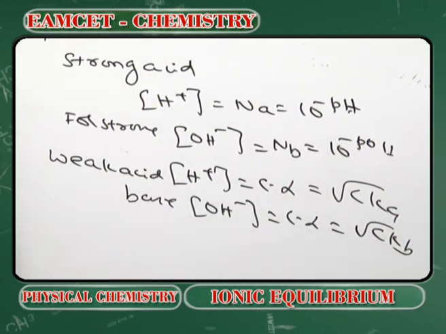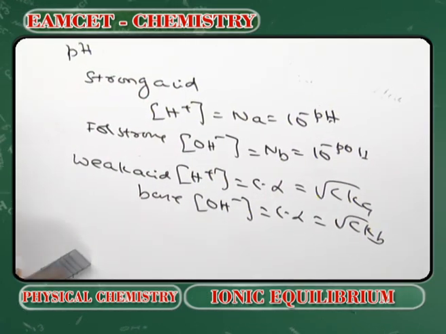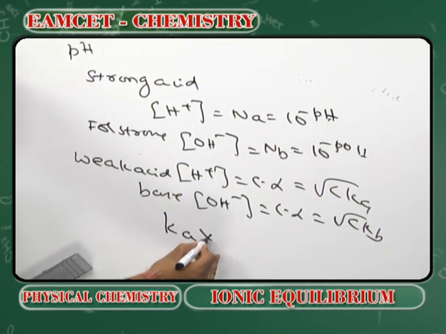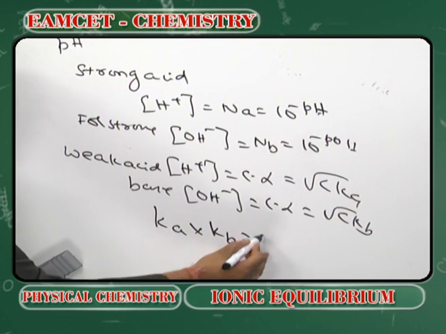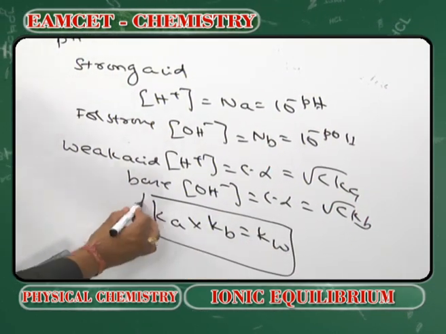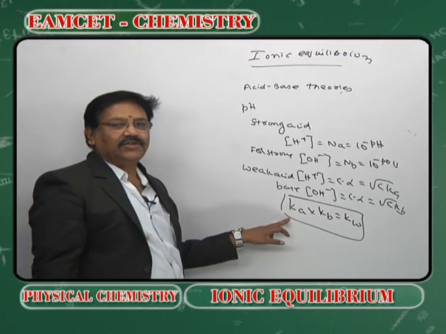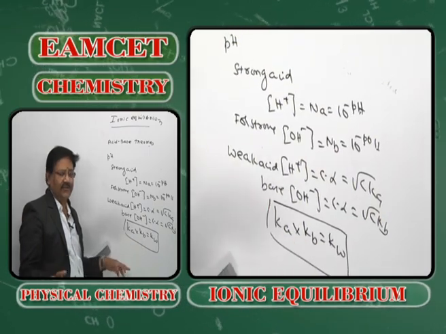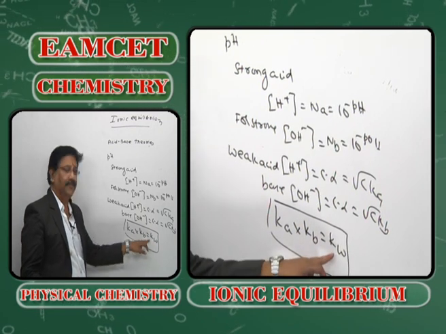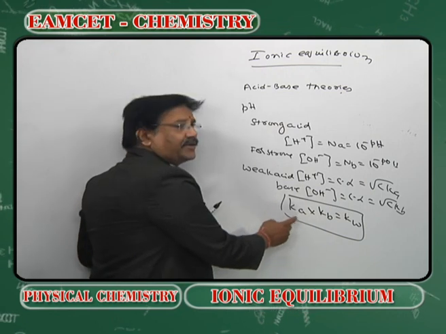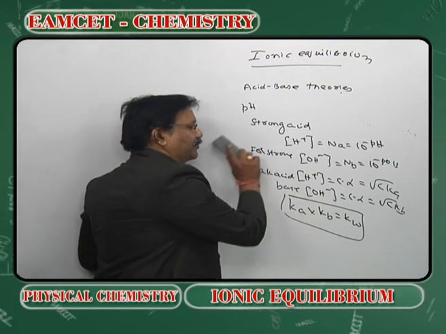And what are the other relations? In case of weak acids and bases, Ka into Kb is equal to Kw. What is Ka here? Dissociation constant of the weak acid. What is Kb here? Dissociation constant of its conjugate base. The product will be equal to Kw. This is one important relation we have to remember.